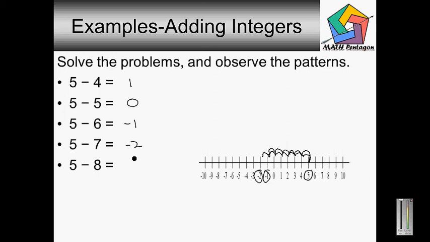So 5 minus 8 must be -3, because as you can see it's going one step to the left each time. Each answer goes 1, 0, -1, -2, and -3. And then if you did 5 minus 9, that would be -4. You start out at 5 and you move 9 spaces to the left and you end up at -4, is what I'm trying to say. So you see the pattern that is going around here.